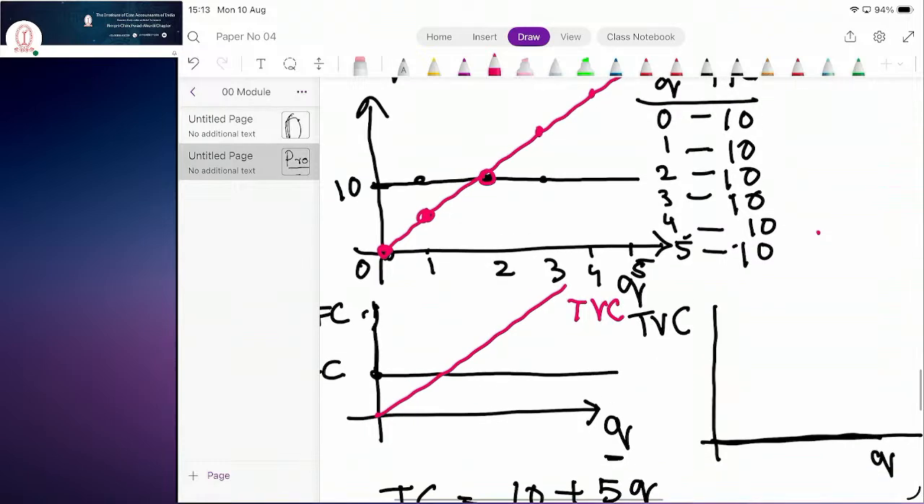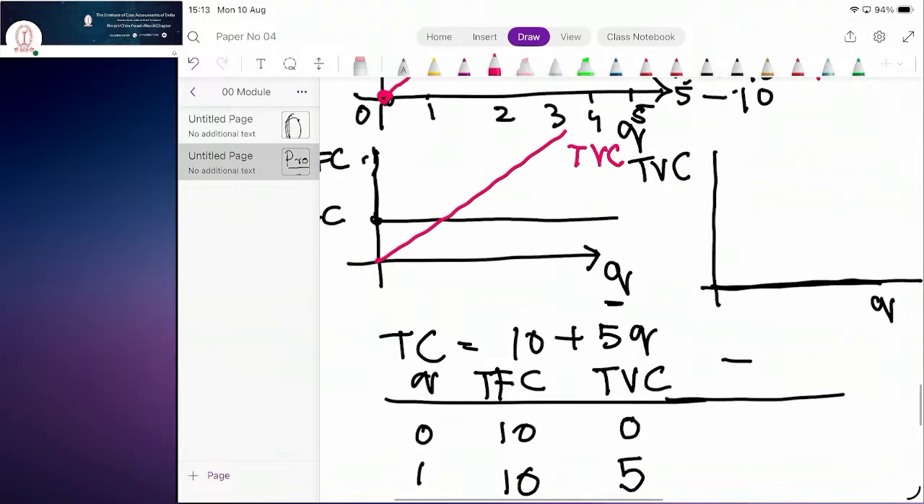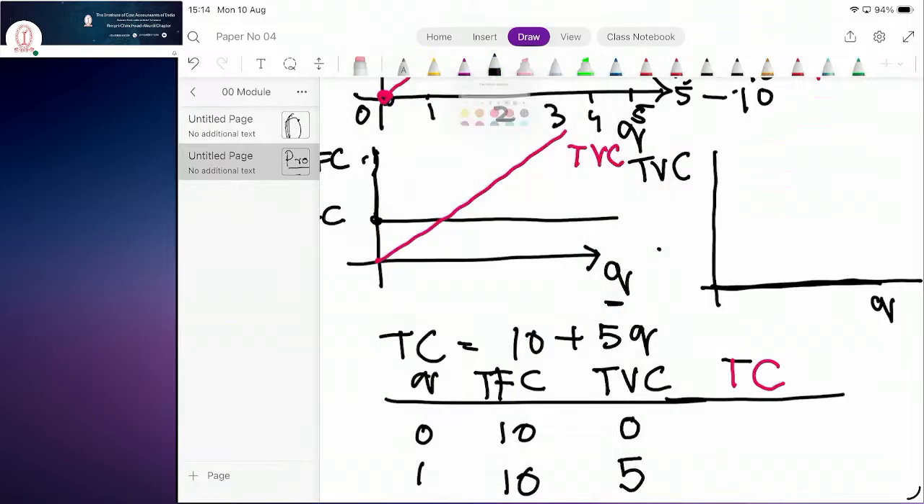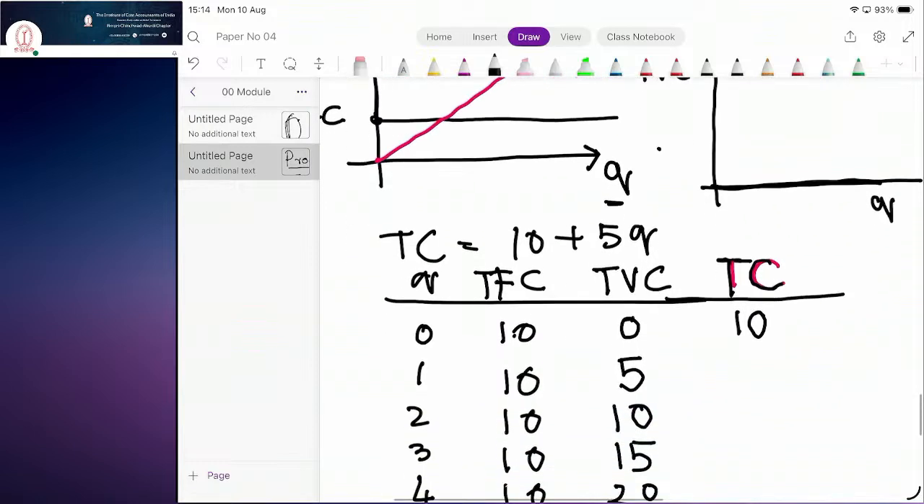The next step is already clear to all of you, right? Calculate TC and plot it in the same graph. Remember, TC is TFC plus TVC. So 10 plus 0 is 10, correct. 10 plus 5 is 15, correct?